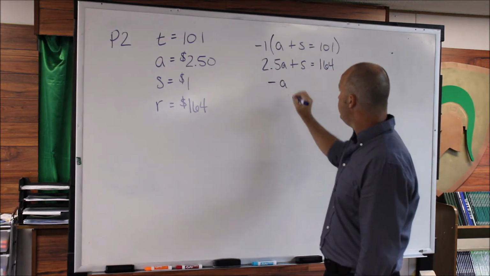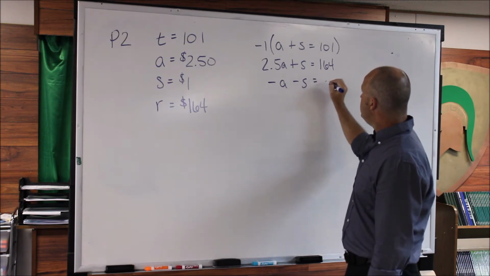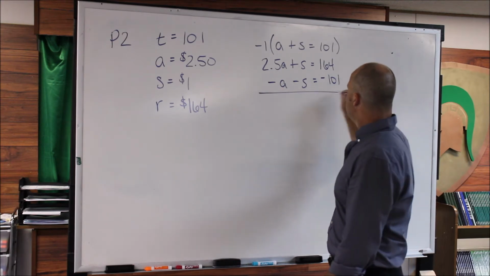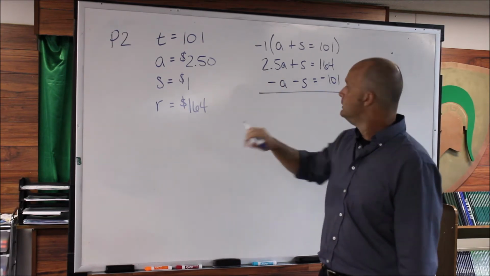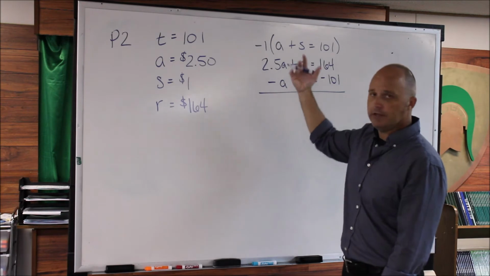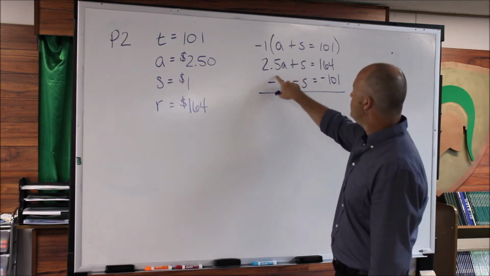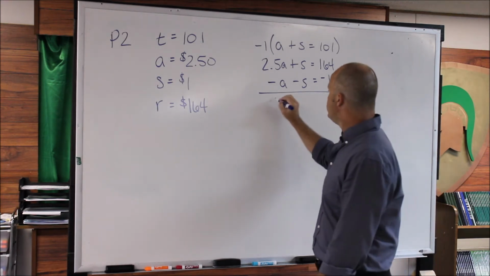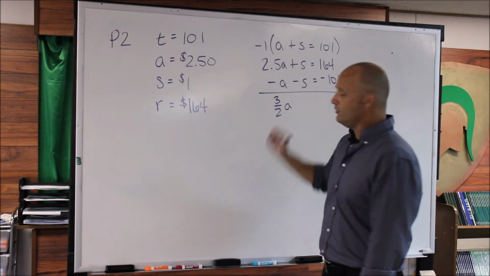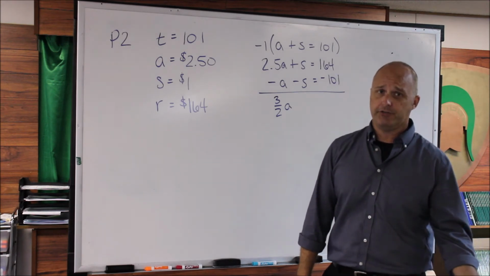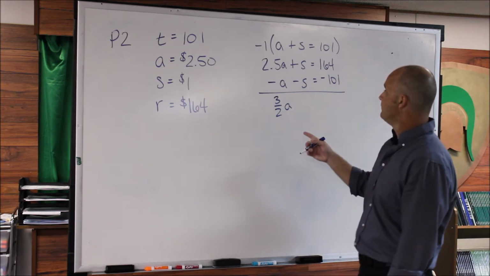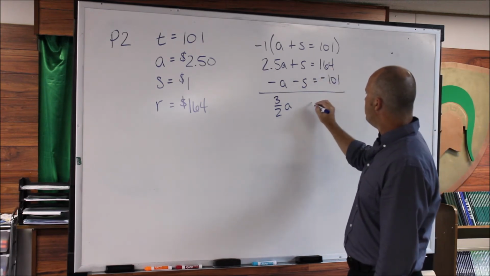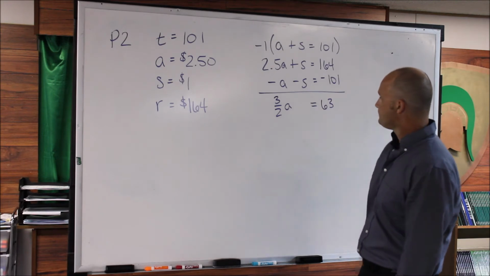When we do this, we get negative a minus s equals negative 101. Now we can take the original second equation and the new first equation and then just do the operations. So 2.5a minus a is 1.5a. I'm going to write this as 3 over 2a because I know that I'm going to have to do some division, and I'd rather do the division with fractions than with decimals. Then s minus s is 0, and 164 minus 101 is 63.